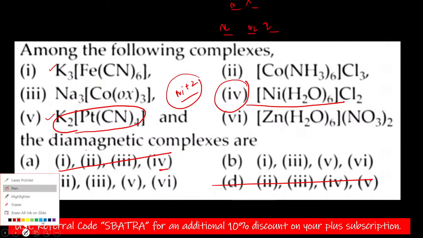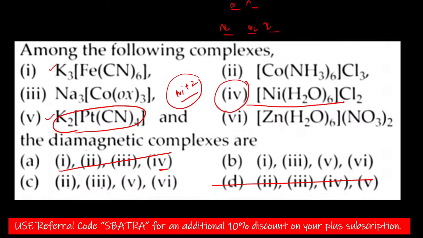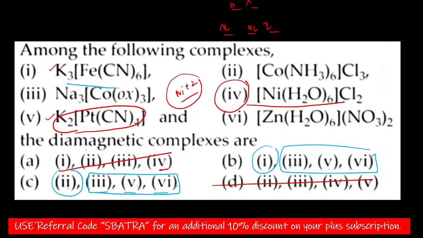Now the next thing is, I'm going to see these two options, 2 3 5 and 6, and 1 3 5 and 6. The complexes 3, 5 and 6 are common in option B and option C also. So I'm not going to check these three complexes, to save my time. Since 3, 5 and 6 are present in both the options, I won't check them. So now we have to check complex 1 or complex 2. This is our complex 1 and this is our complex 2.